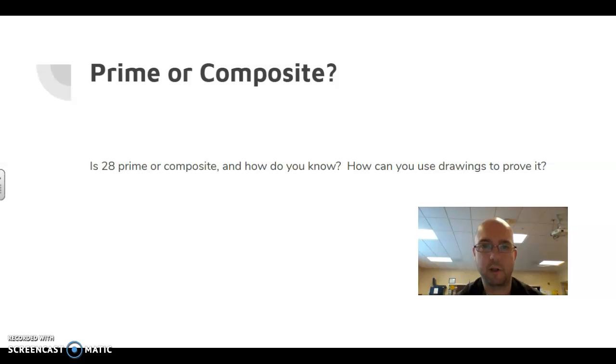In group, you're going to get to do some drawings with different numbers showing if they are prime or composite. So when you come to group, bring a pencil.